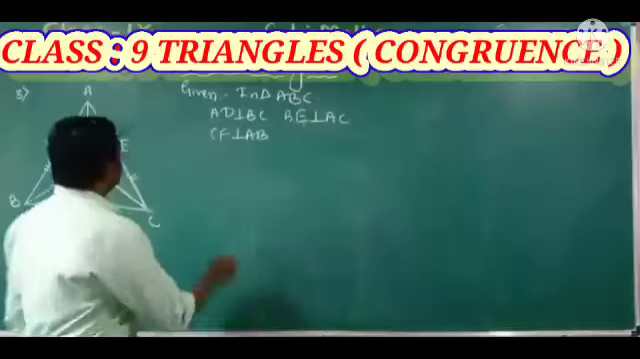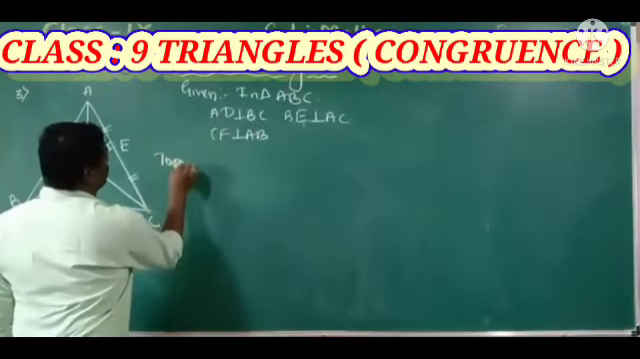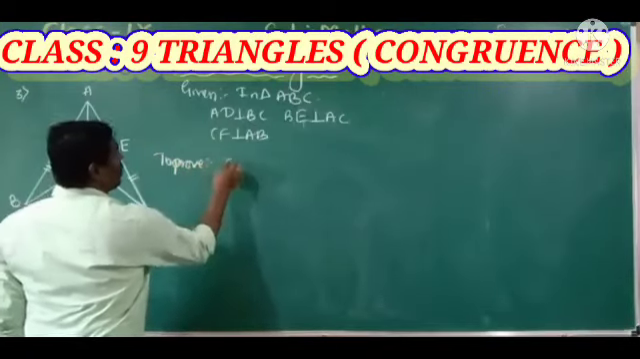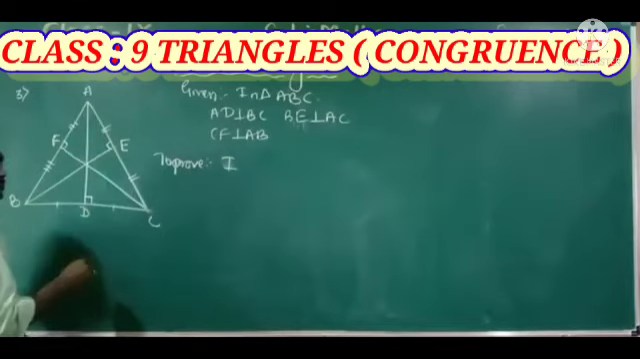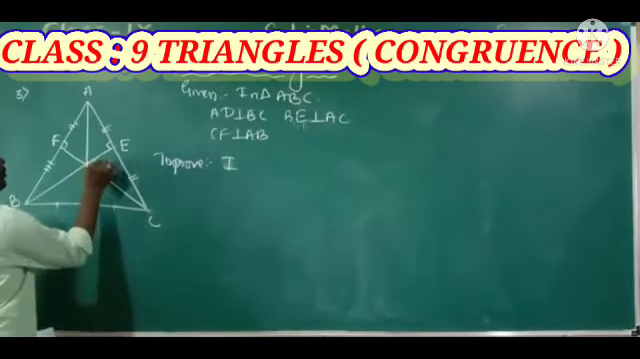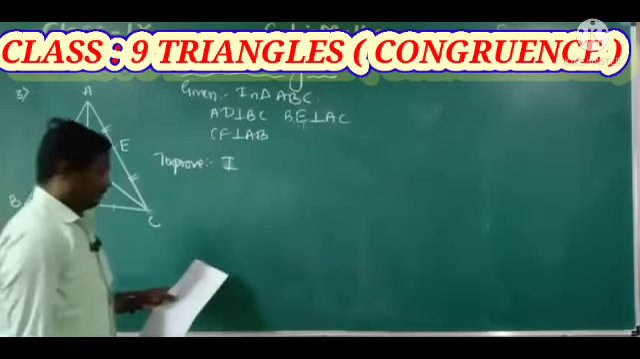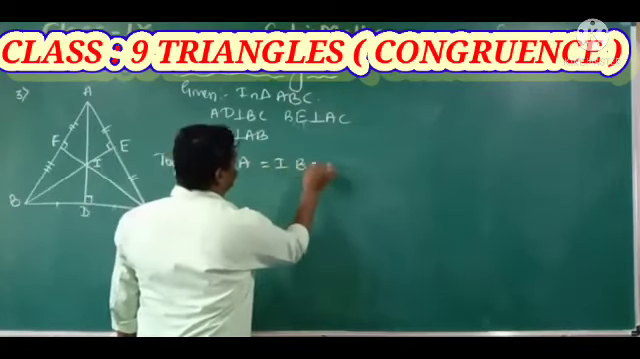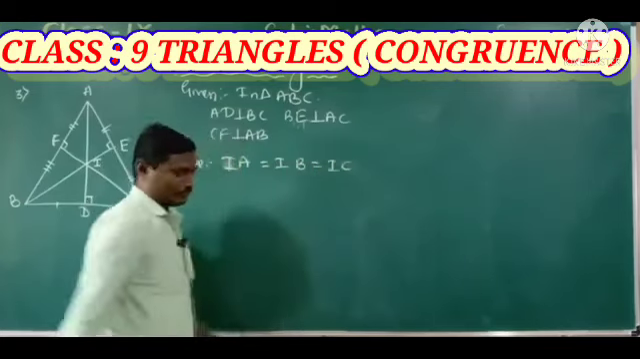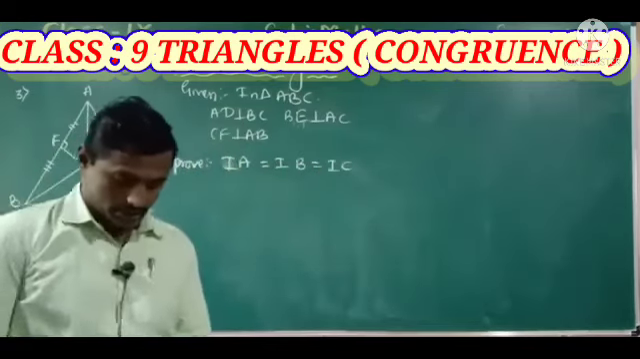Okay. So what you have to prove here? You need to prove that all these perpendicular bisectors meet at one point, that is I. So you need to prove that here IA is equal to IB is equal to IC, right?